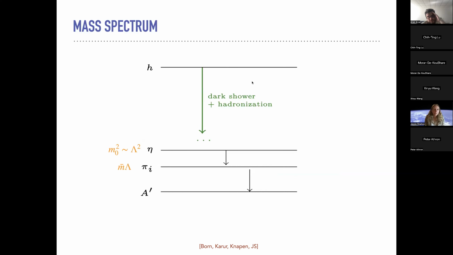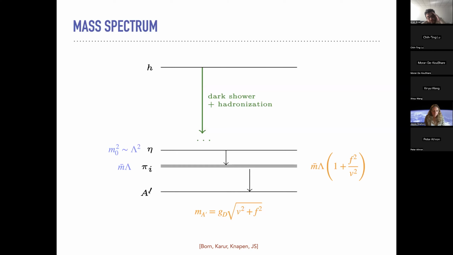I'll go through this. So we imagine we have the Higgs, and it produces these guys through its mixing with the dark Higgs. The eta meson is not a Goldstone. It has its mass from instanton contributions, which is of order the confinement scale. The mass squared of the pions is, of course, much lighter, in terms of the average dark quark mass.